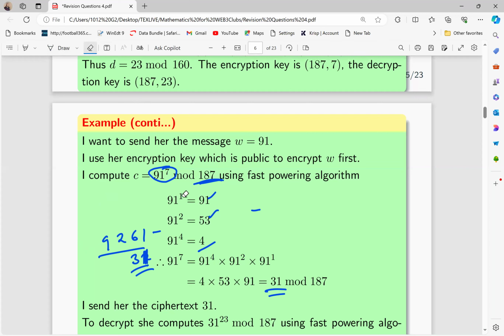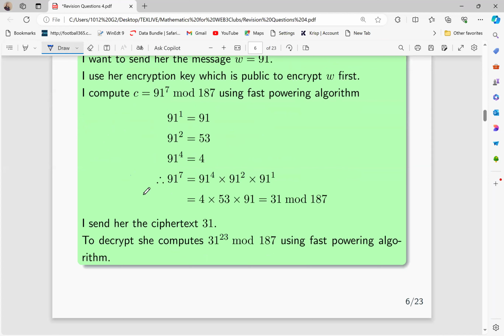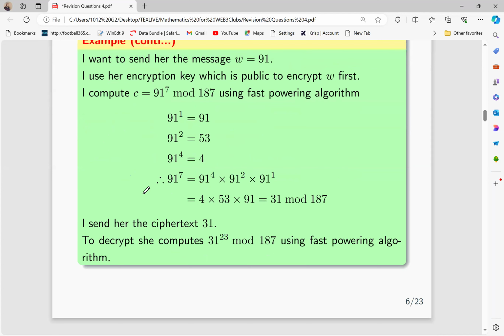To get the ciphertext, take your original message and raise it to E. Is that okay? Raise it to E. So that one is the ciphertext that we sent to Mugasi. She is supposed to decrypt it. She remained with the D. It's only her that knows what D is. She had calculated D and found 23. So what she'll do is take that ciphertext raised to 23 mod 187. That's what she'll do to get our original message.